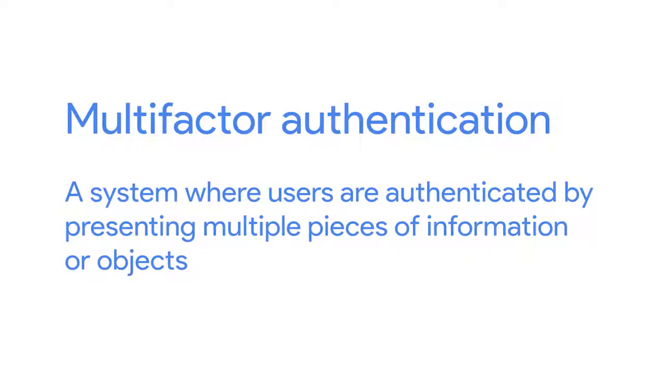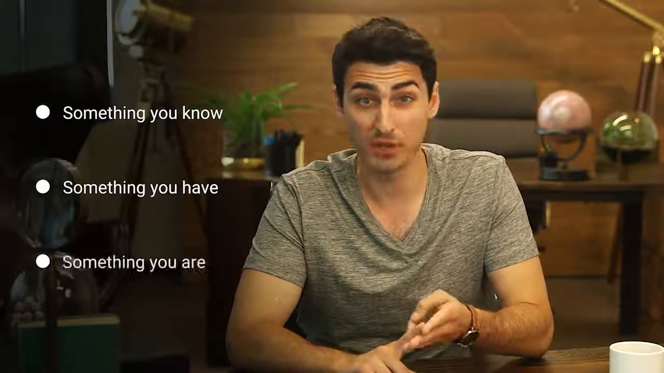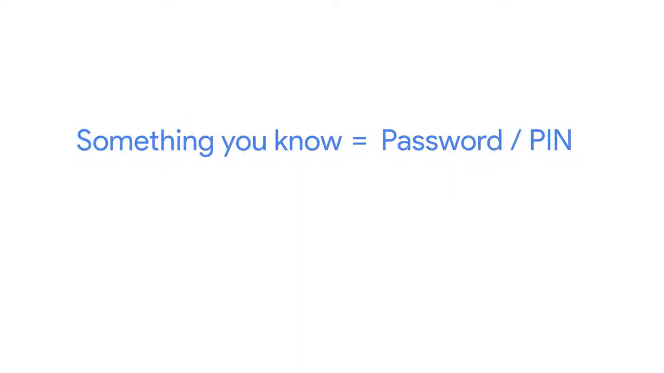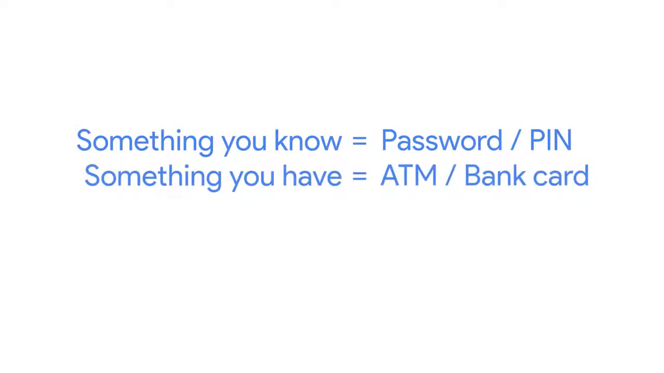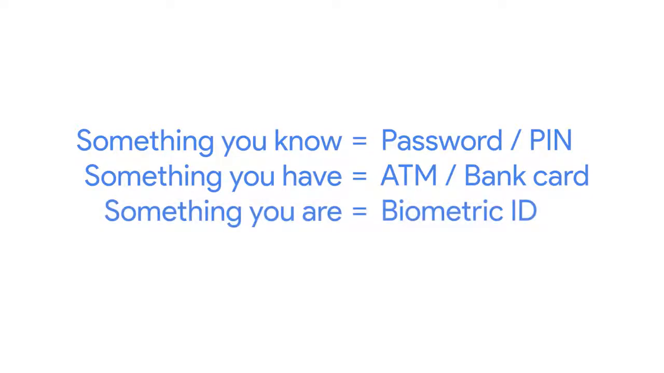Multi-factor authentication is a system where users are authenticated by presenting multiple pieces of information or objects. The many factors that comprise a multi-factor authentication system can be categorized into three types: something you know, something you have, and something you are. Ideally, a multi-factor system will incorporate at least two of these factors. Something you know would be something like a password or a PIN for your bank or ATM card. Something you have would be a physical token, like your ATM or bank card. Something you are would be a piece of biometric data, like a fingerprint or iris scan.